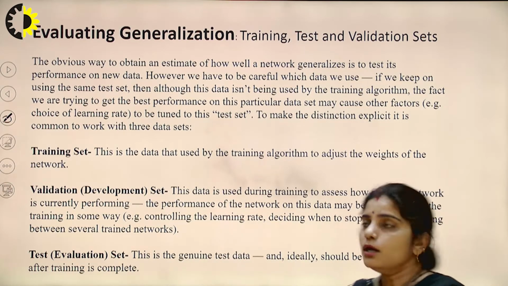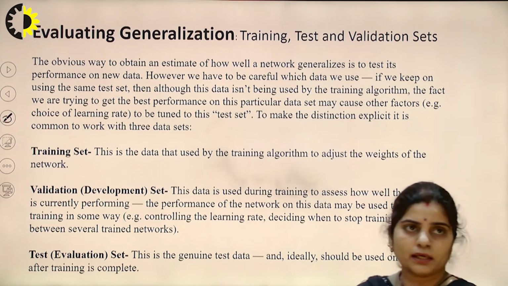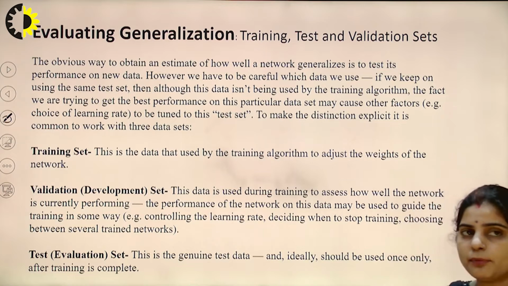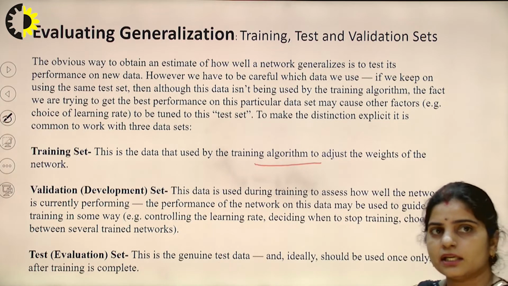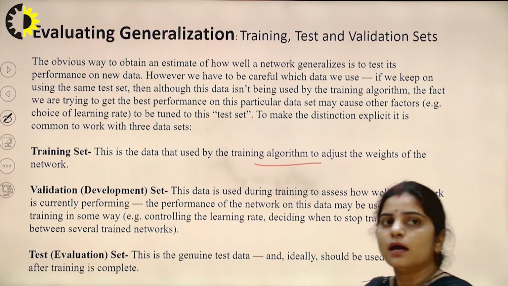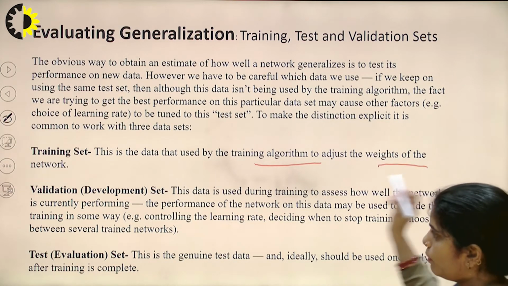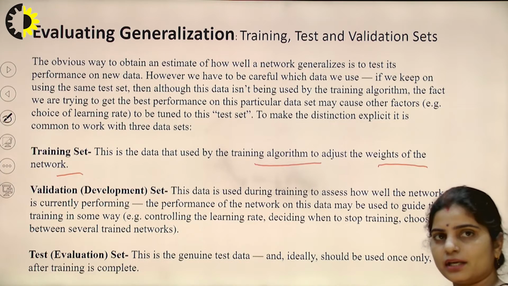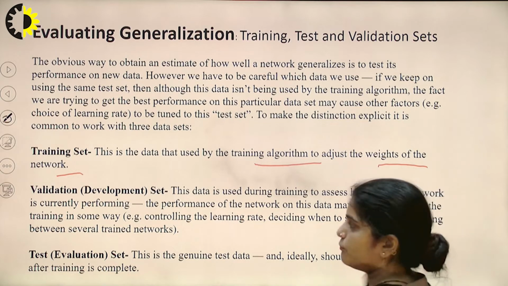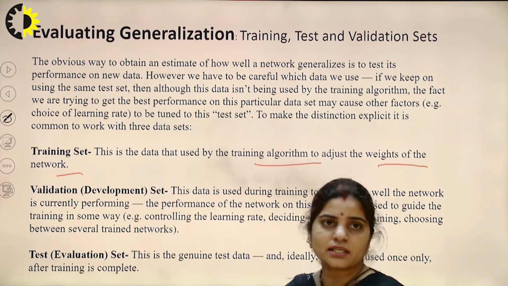So to make this separation explicit, it is common to work with three data sets. First is the training set. What type of data does the training set contain? This is normally the data which is used by the training algorithms to train them, and the purpose of that data is to adjust the weights of the network. The second set of data is the validation set.